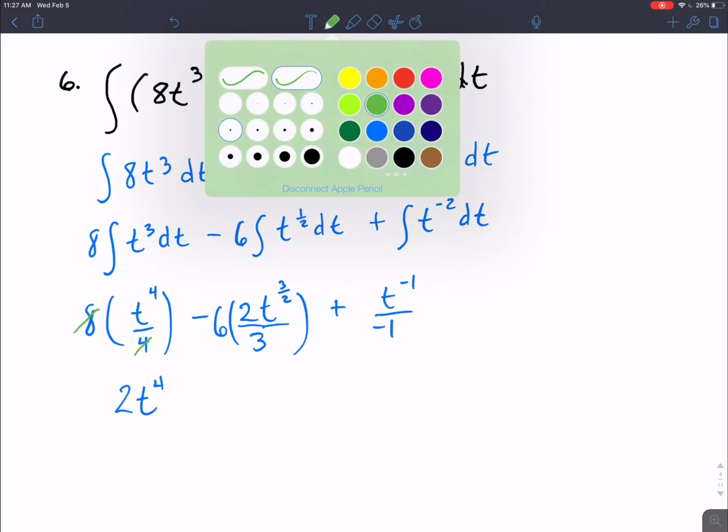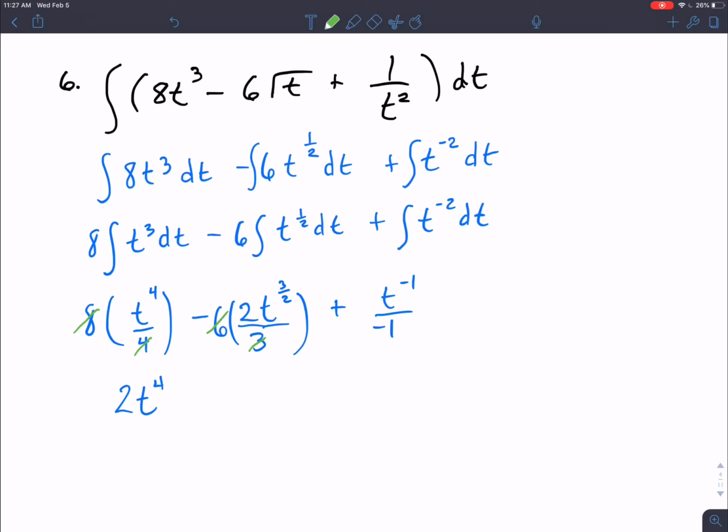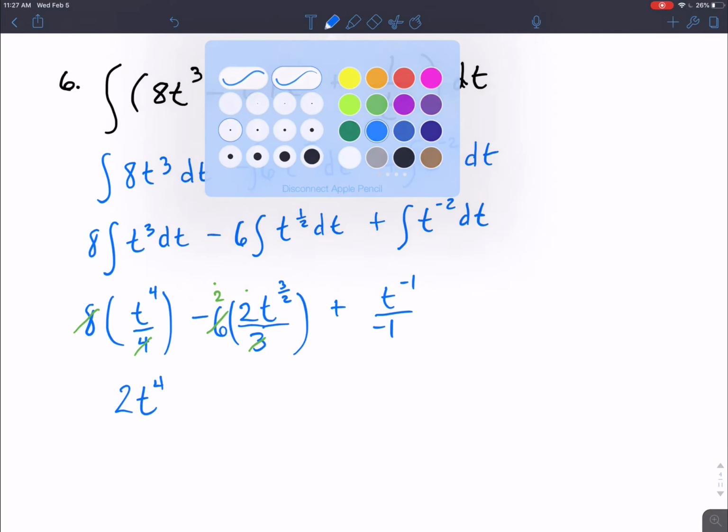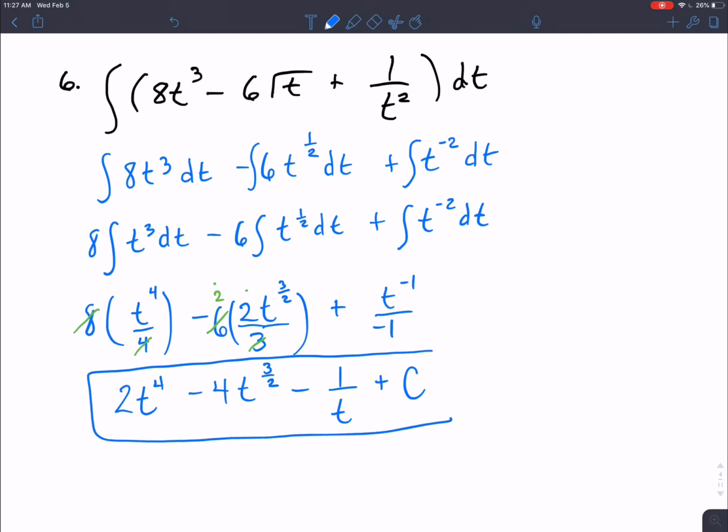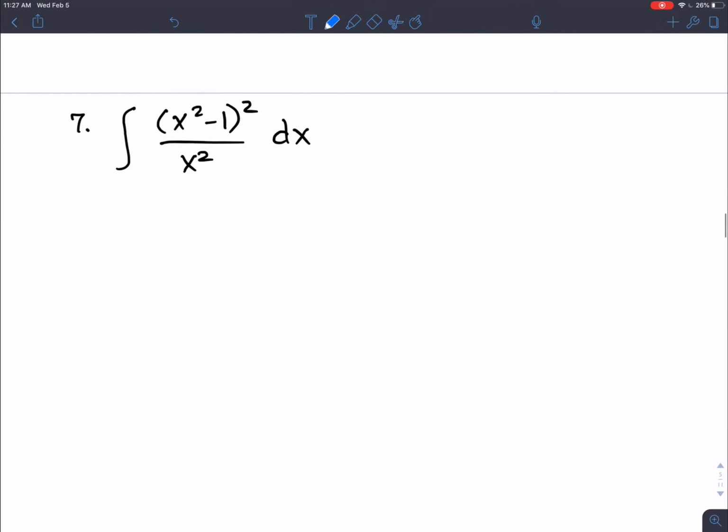Okay, and this next one, that would just give me a 2 here, and then I would have negative 2 times 2, which would be negative 4t to the 3/2 power. And then I'm just going to bring that negative up, and that's going to just be t to the negative 1, which I move to the bottom so that it's a positive exponent. I'll have 1 over t plus a constant.